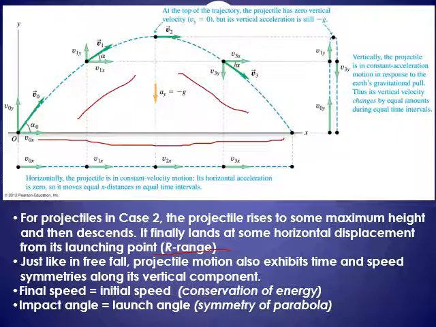Let's read the second bullet. Sabi dito, just like in free fall, projectile motion also exhibits time and speed symmetries along its vertical components. Main reason, sabi ko kanina, time of flight is equal to time in the downward trip. Okay? And then, speed-wise, in terms of the numerical value, you will also see some symmetries as well. Okay, that's why it says here, final speed is equal to initial speed as well, following the law of conservation of energy, and the impact angle is equal to the launch angle as well, following now the rule on the symmetry of a parabola.